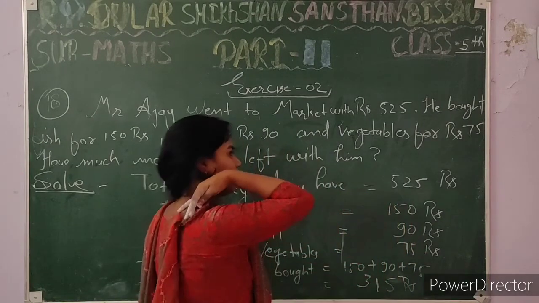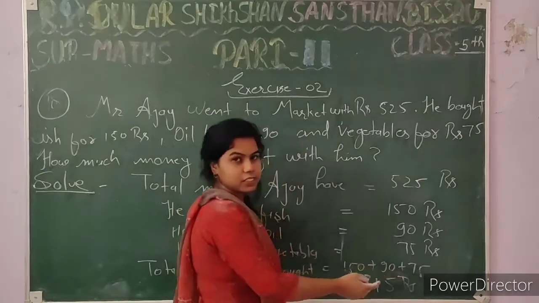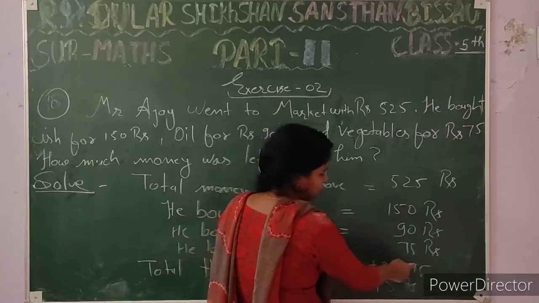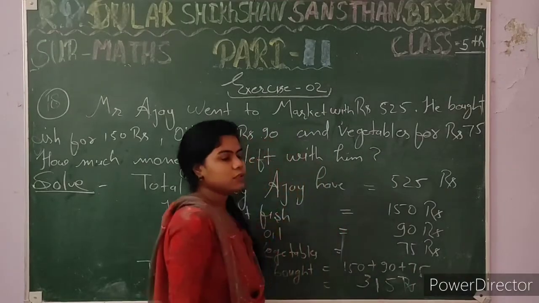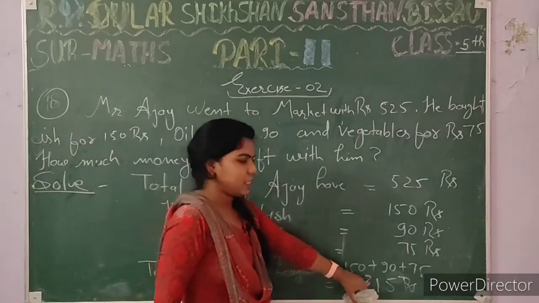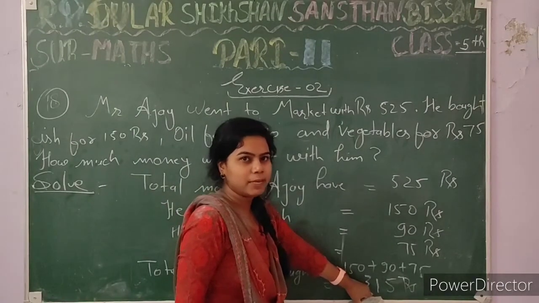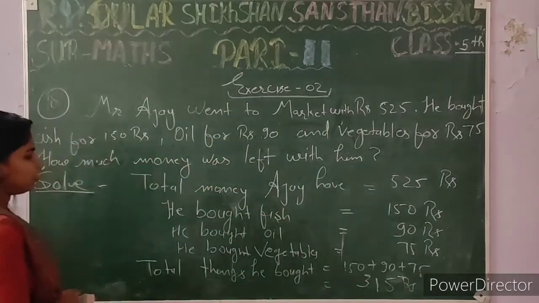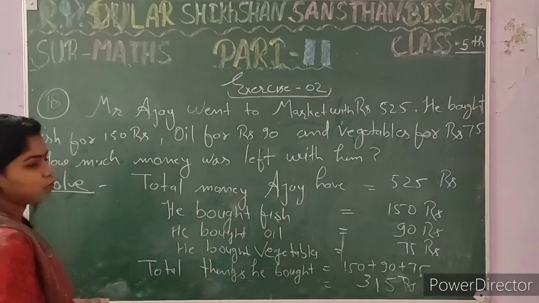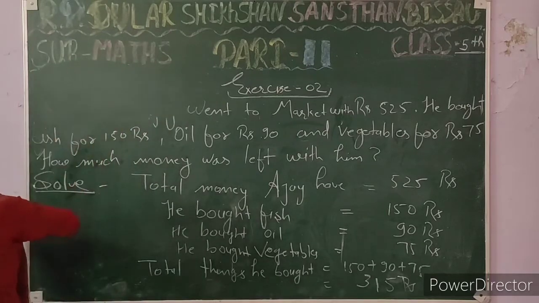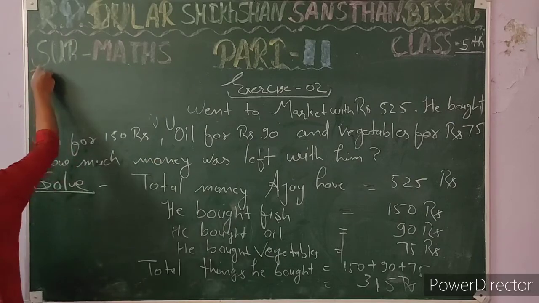Students, carefully check your answer again. First we add the 1 digit number, that is 5. Then the second digit, the tens digit, 9 plus 7 is 16, 16 plus 5 is 21. So 1 is the 1 digit number, then 2 is the carry mark, so 1 plus 2 is 3. So the total things he bought is 315 rupees. Then here I write how much money was left with him.